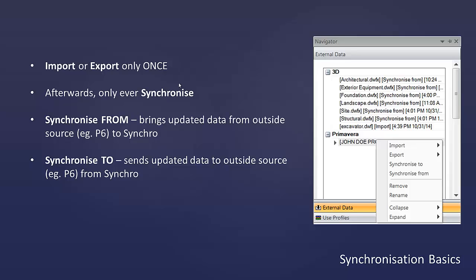And that will bring in the changes but not duplicate the data and not lose those links between your 3D and your schedule. So the difference between synchronizing from and synchronizing to, as I mentioned: synchronizing from is going to pull in data from your outside program, such as P6 or Asta. It's going to pull that data into Synchro. Synchronizing to is sending data, pushing data from Synchro back to that program.